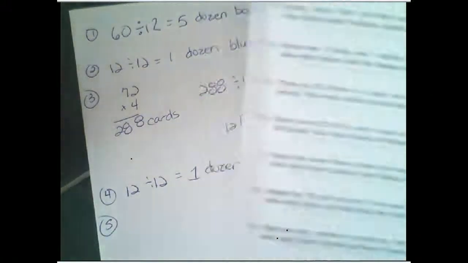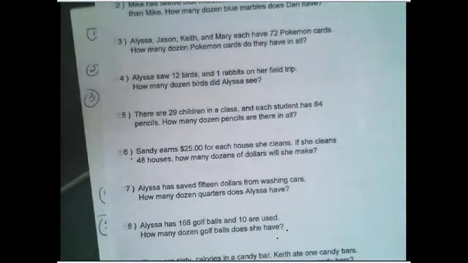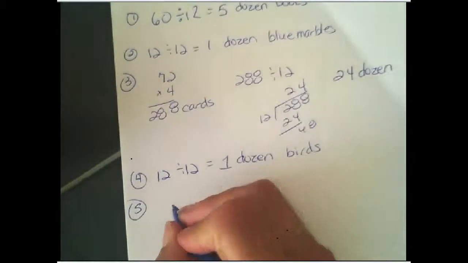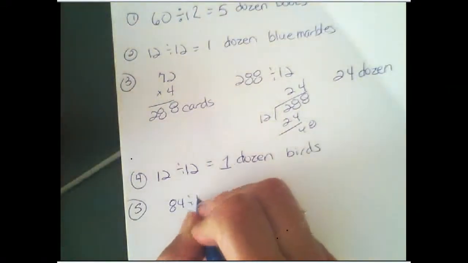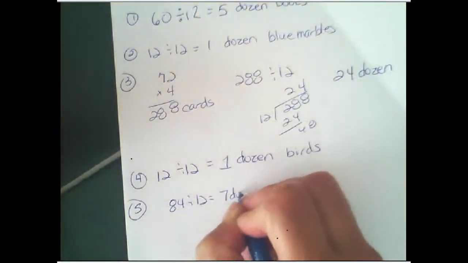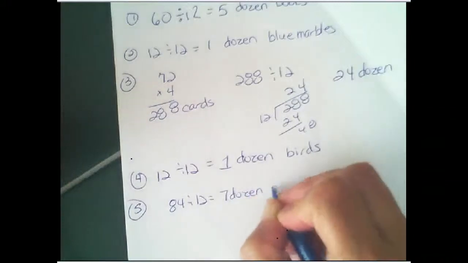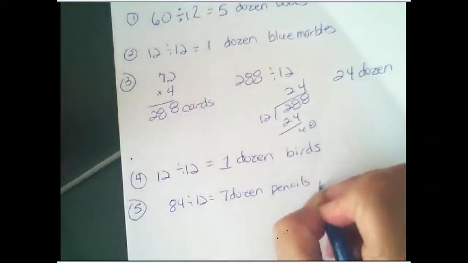Problem number 5. There are 29 children in a classroom, and each student has 84 pencils. How many dozen pencils are there in all? Now this one we can look at a couple of different ways. We can figure out how many dozens there are. If each student has 84, we could say 84 divided by 12 is going to give me 7 dozen pencils per student.